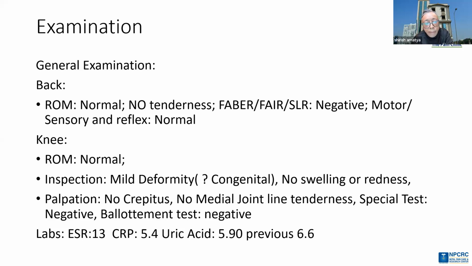Okay, so for a male patient, up to 7 milligram per deciliter is considered normal for uric acid level, but in female the maximum value is 6.